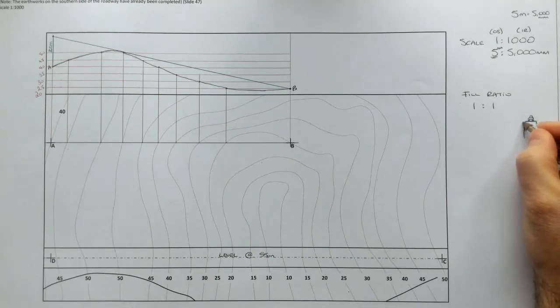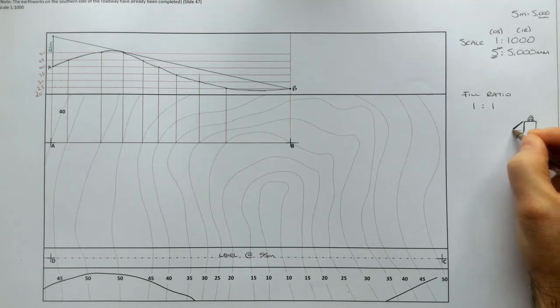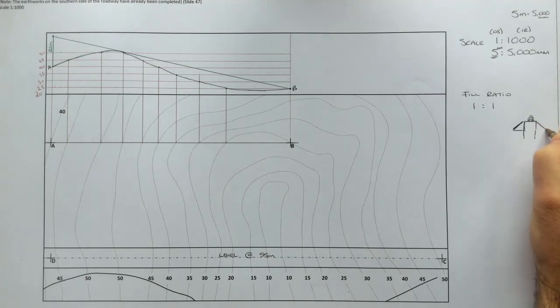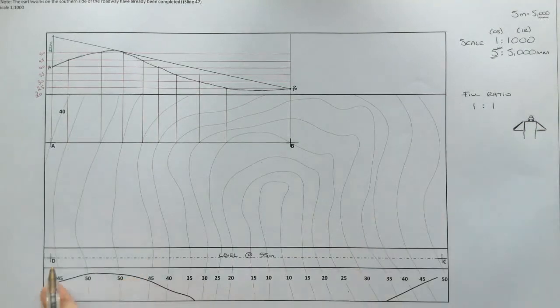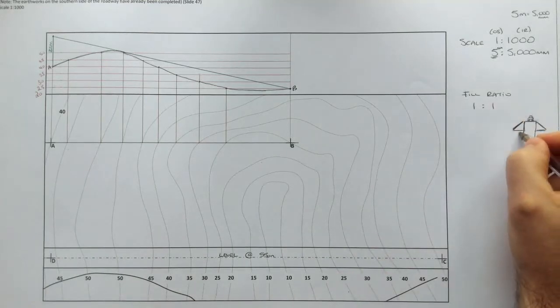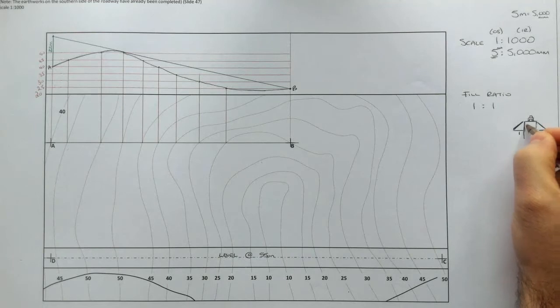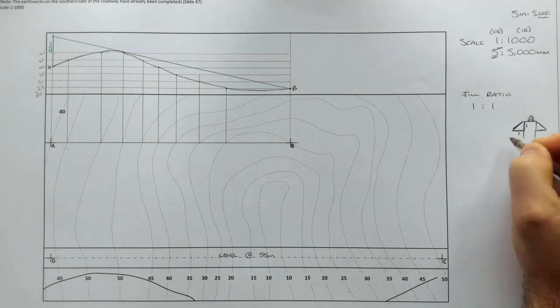So what that means is we're going to build it up kind of using this kind of triangular structure. And we're going to build it up at both sides. Now, obviously we can see here on the south side of the road, that kind of fill section has already been completed for us. And our fill ratio is in the ratio of 1:1. So for every 1 meter I travel down, I'm also going to travel out 1 meter.